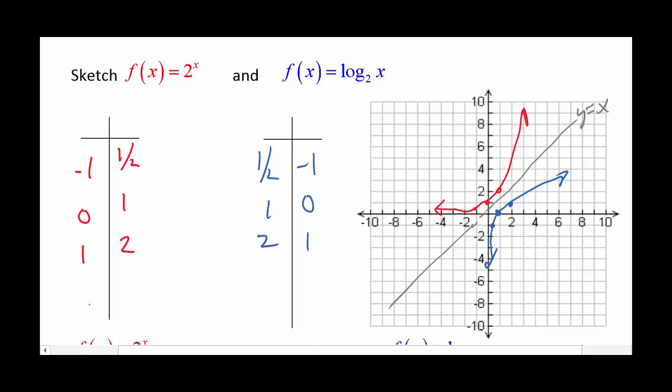What about asymptotes? Okay, the asymptote for the exponential was y equals 0. So that's sort of this red line here. What about the log? Okay, remember, we're switching x and y places. So if the asymptote for the exponential was y equals 0, the asymptote for the log would be x equals 0. So sort of this vertical line that goes along the y-axis.